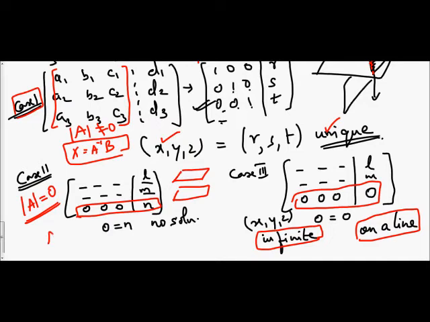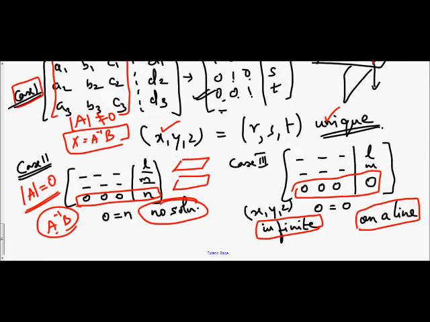But in these two cases, you cannot use this A inverse B technique because determinant A would be equal to 0, therefore you cannot find A inverse. So when determinant A equals 0, you have either the no solution case or the infinite number of solutions case. You just need to use your row reduction technique, bring it to this form, and then say which one is true.